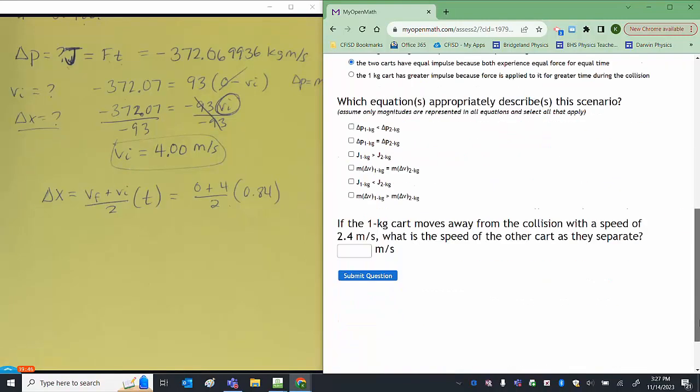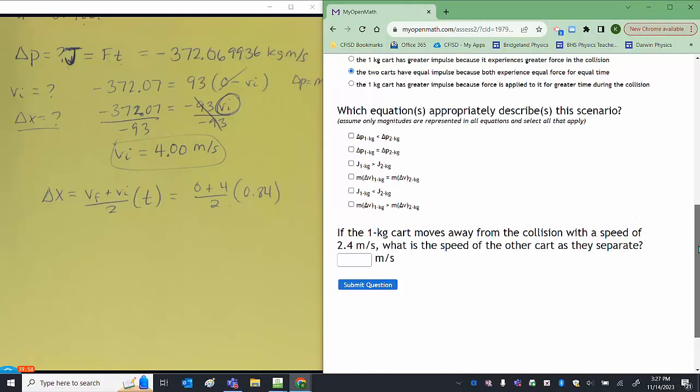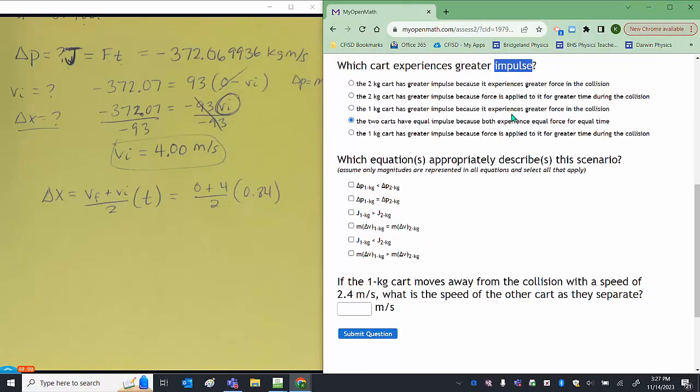Which equation or equations appropriately describe this scenario? This first one says that the change in momentum of the 1 kilogram cart is less than the change in momentum of the 2 kilogram cart. Guys, we just said that the impulse was equal. Change in momentum and impulse are the same thing. Mathematically, they're the same. So I can't pick this here and pick this here because those contradict each other.